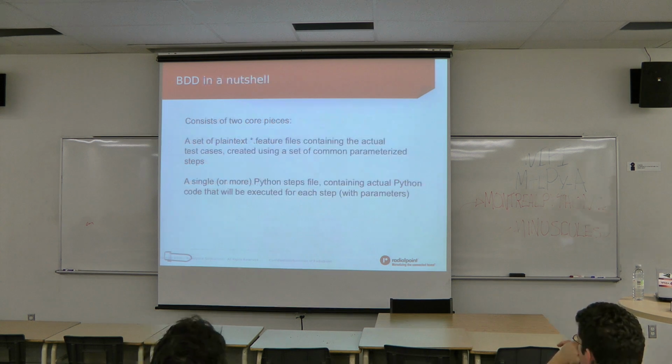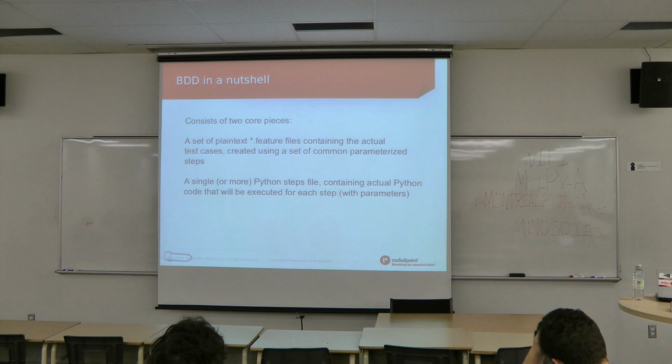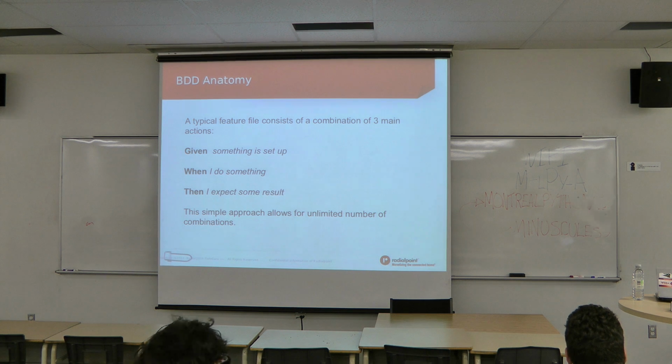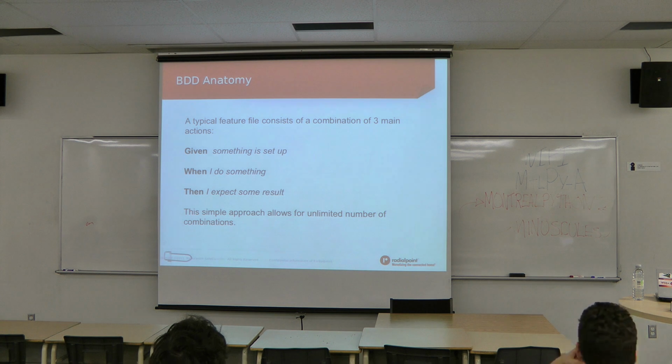So basically, there usually consists of 2 core parts: a plain text feature file and a single or more Python files with the actual code behind it. So we'll see a quick example. And every feature file is basically a combination of these three keywords. Given something is set up, given some rows I insert in the database, given some system is running, we have a lot of mocks written in Flask that mock out other systems we talk to. When I do something, for example, when I send a SOAP call, or I send a REST call, or I update the database, then I expect something to happen, or something to come back with a particular result.